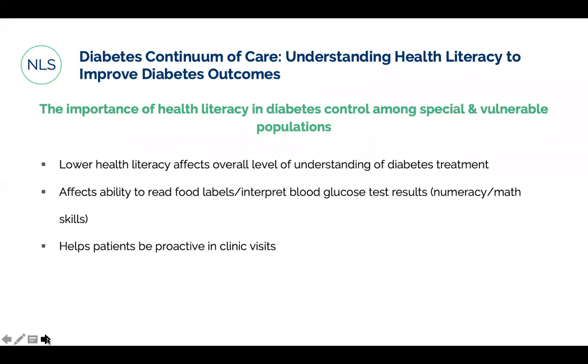Now, while we've talked more generally about health literacy and its impact, we're now going to start shifting our focus more specifically to the role of health literacy in diabetes control and prevention for these special and vulnerable populations. As mentioned previously, lower levels of health literacy are going to impact a patient's understanding of their condition and treatment. So a patient may not fully understand the why behind the details of their diabetes treatment.